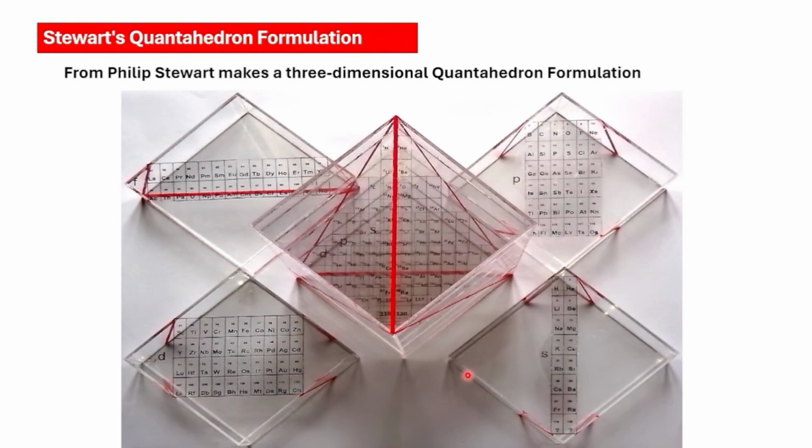Now next we have Stewart's quantahedron formulation. This is another kind of 4D periodic table, and you can see these S blocks, P blocks, D blocks, and F blocks. These are arranged as a quantahedron. This is also a kind of 4D arrangement, same as that.